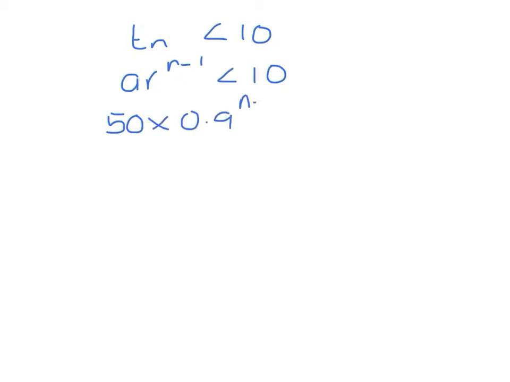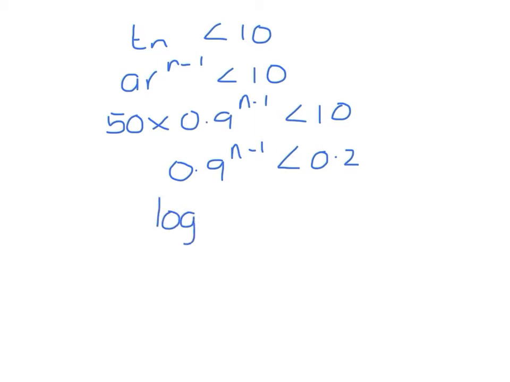Work out when a term is less than 10, so that's when A R to the power n minus 1 is less than 10. So that's 50 times 0.9 to the power n minus 1 is less than 10. Dividing both sides by 50, get 0.2. And if I rewrite this in log form, it's when the log to base 0.9 of 0.2 is less than n minus 1. And I can do this because my calculator will work to any log.